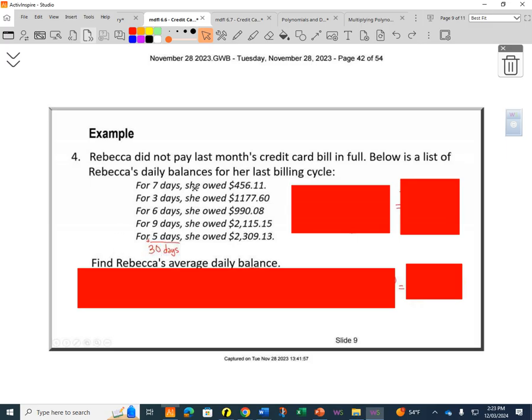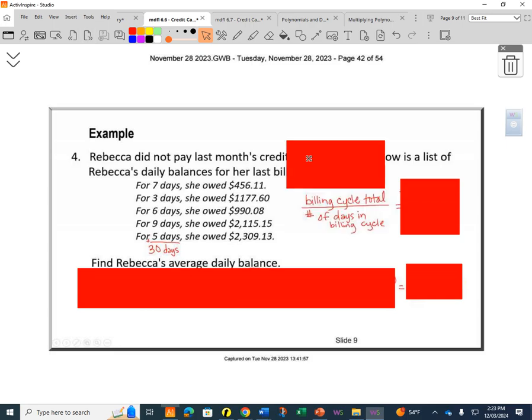So for the first 7 days of the billing cycle, she owed $456. For the next 3 days, she owed $1177.60. For the next 6 days after that, she owed $990.08. For the 9 days after that, she owed $2,115.15. For the last 5 days of the month, she owed $2,309.13.